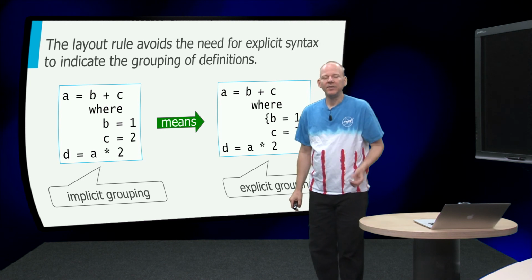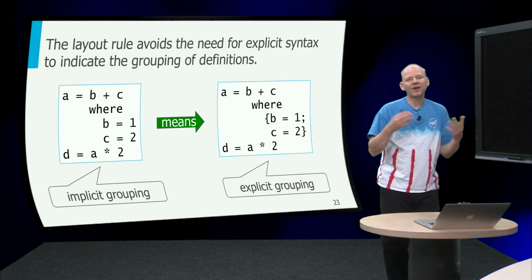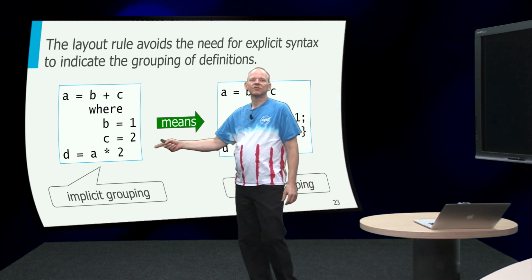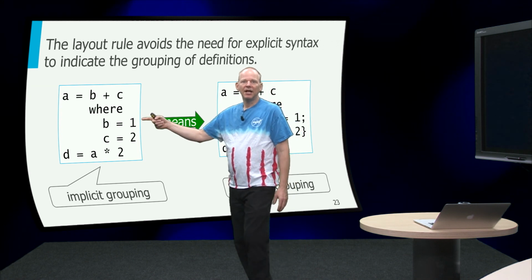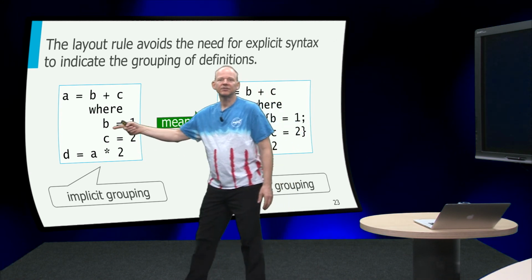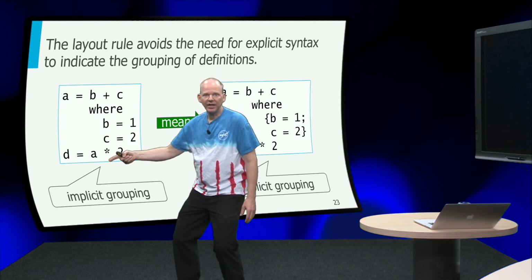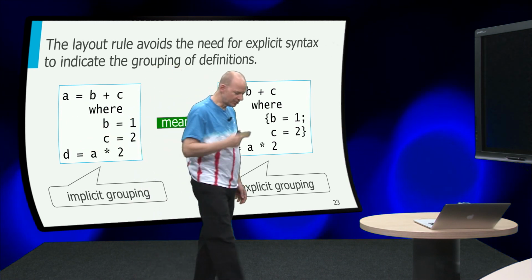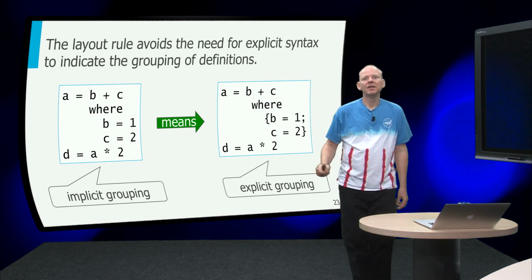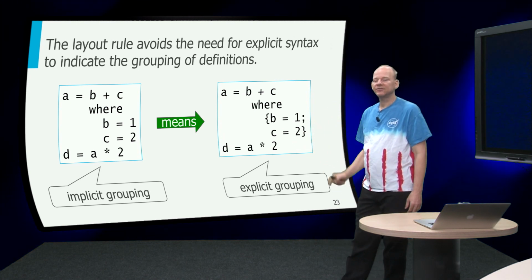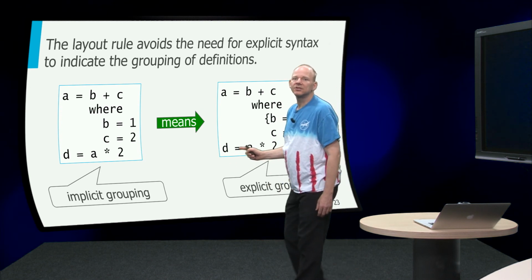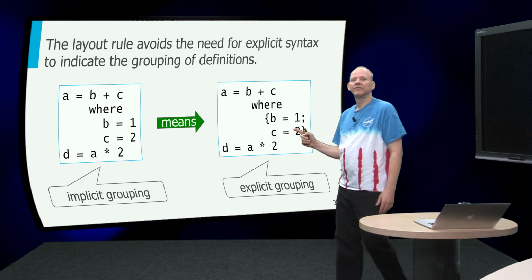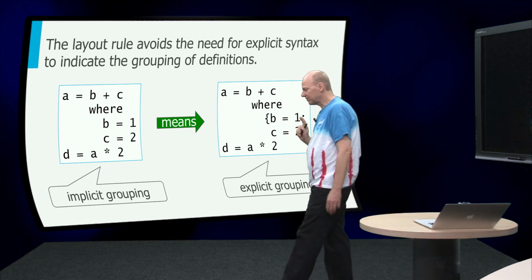And the layout rule, again, is there to avoid writing unnecessary syntax. So Haskell folks like to write this. A equals B plus C, where, and then in the where clause, you have a list of definitions that all start in the same column. And then D here starts in the same column as A, so that belongs to the same group as A. And you can write this with explicit curly braces and semicolons if you want to, but that looks a lot more verbose. Okay? So Haskell programmers like brevity.